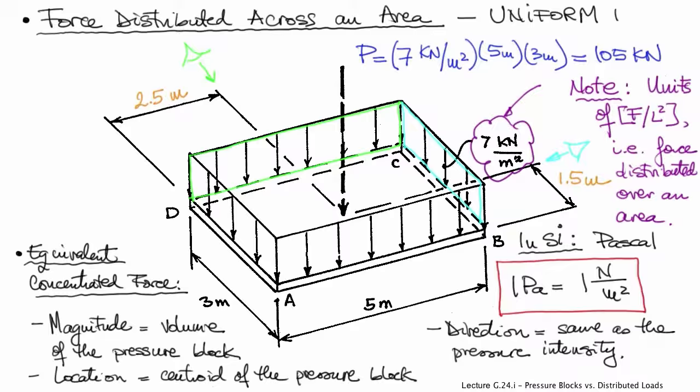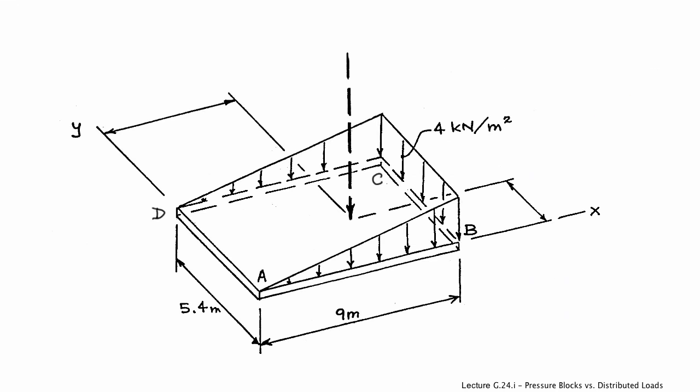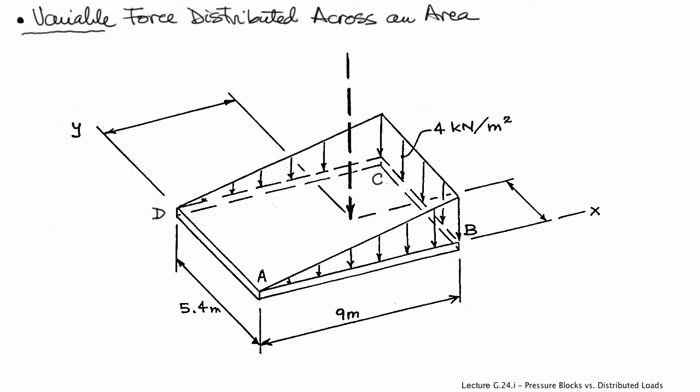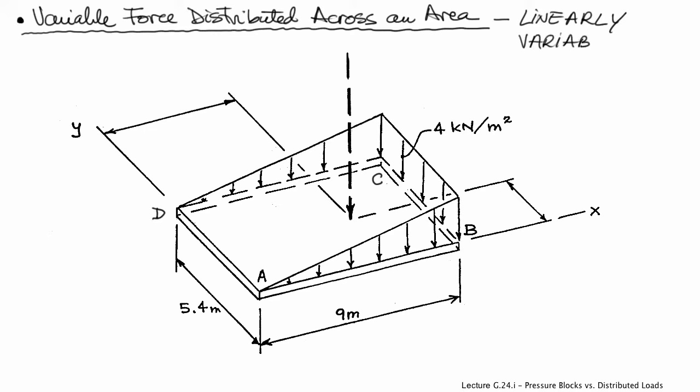So what we've shown here is a uniform pressure block because the pressure intensity does not change across this area. So it has the same intensity, in this case 7 kilonewtons per meter squared. Now, here's another example where the pressure intensity varies in one direction linearly. So in the CD direction or AB direction, it varies from 4 kilonewtons per meter squared at C or B all the way down to 0. Now this is what we call the linearly variable pressure block. It's like a wedge, it has the shape of a wedge.